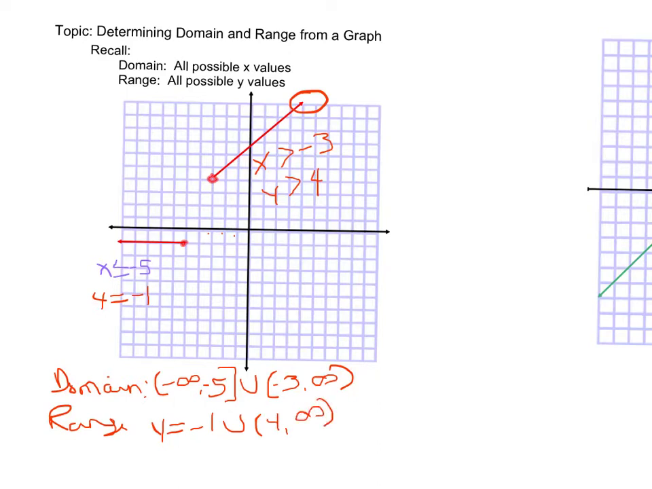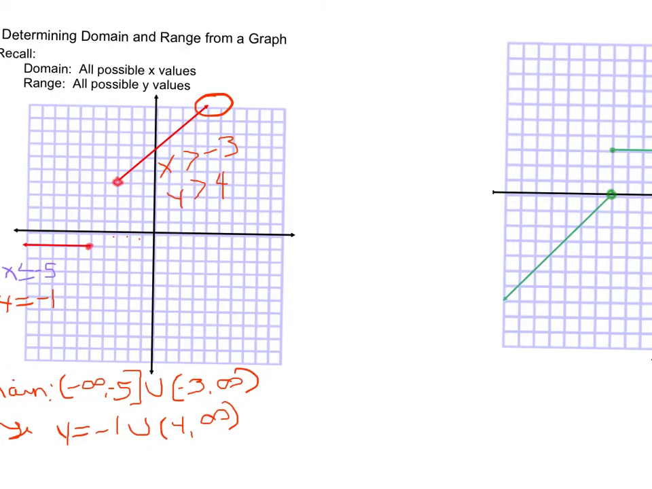So notice how I'm taking each piece and evaluating the domain and range of each piece, and then using that to give me my overall domain or range for the entire function. I have to be able to take this jump. Looking at my next example.